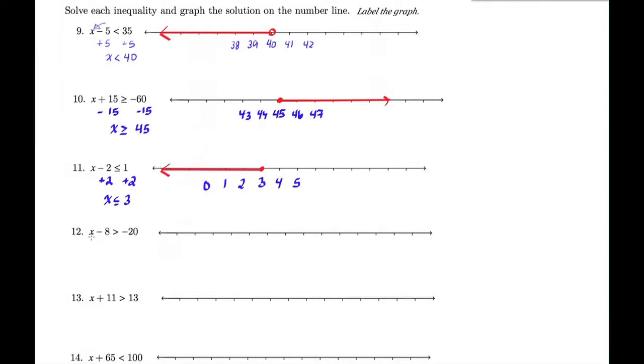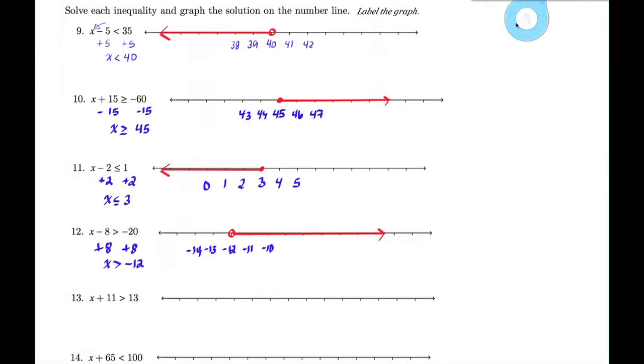Number 12, I need to get x by itself first, so I'm going to add 8 to both sides, and I get x is greater than negative 12. So I go to negative 12 on my number line. It doesn't include negative 12 because it's got to be greater than. So I would do an open circle and everything to the right.